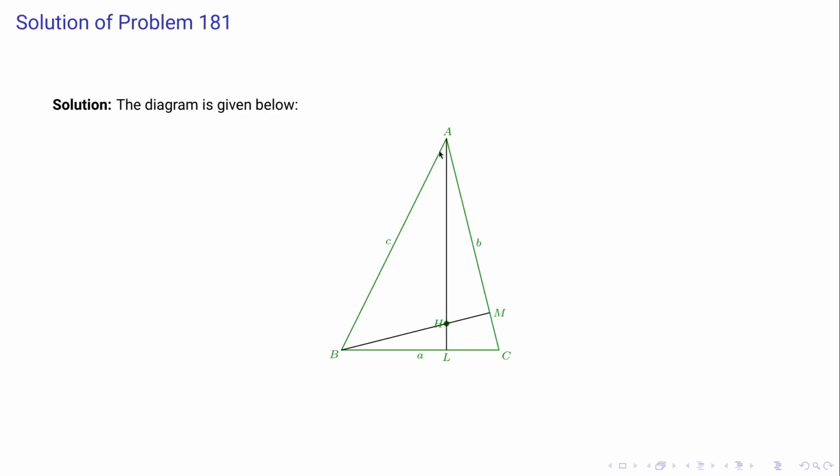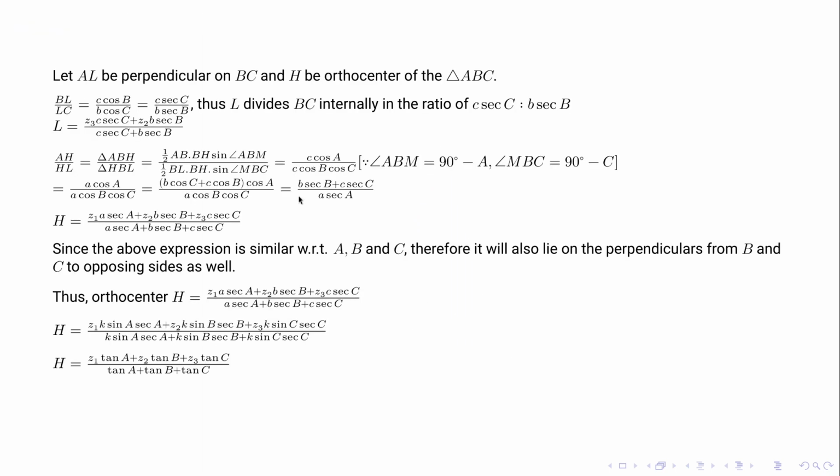So this is the diagram. We have a triangle ABC. The length of the sides are A, B and C. As you know, the orthocenter is the meeting point of altitudes or perpendiculars to the opposite side. So one of the perpendiculars is AL, the other perpendicular is BM, and their meeting point is H. So H is our orthocenter. So let's see how we calculate this.